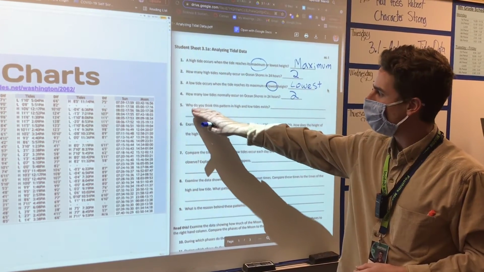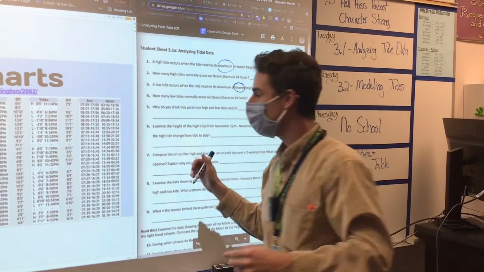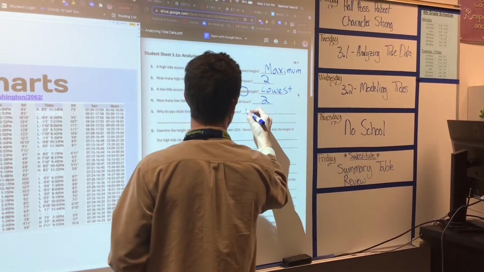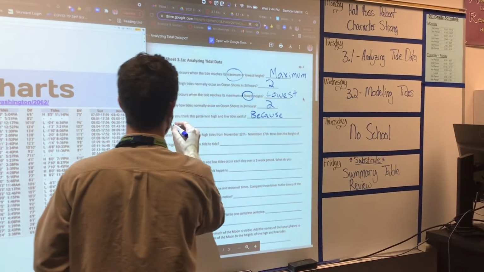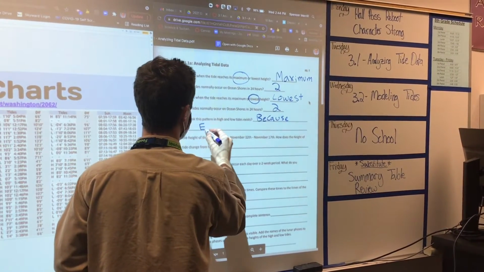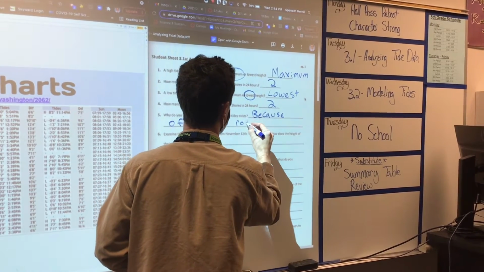Number 5, why do you think this pattern in high and low tides exists? Well, it's because of Earth's rotation.